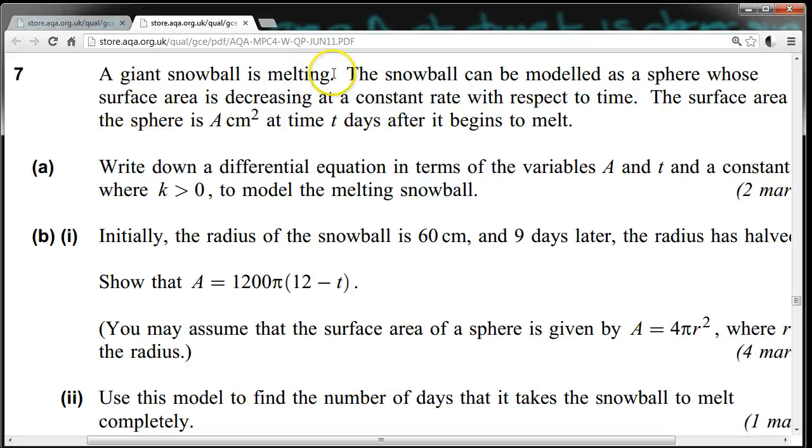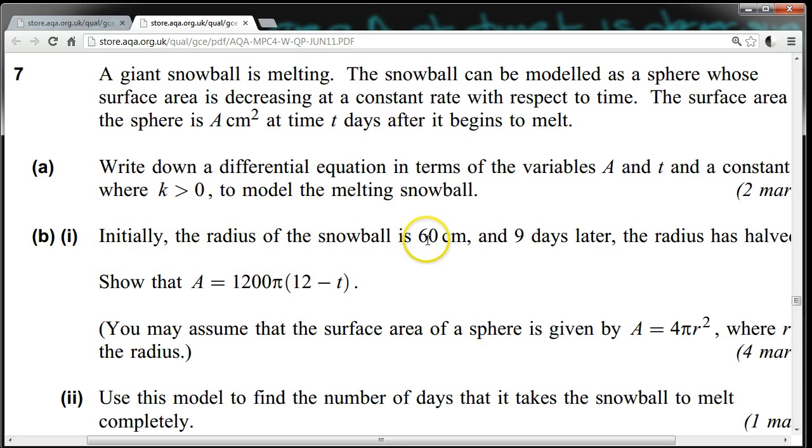A giant snowball is melting. The snowball can be modelled as a sphere whose surface area is decreasing at a constant rate with respect to time. The surface area of the sphere is A centimetres squared at time t days after it begins to melt. Write down a differential equation in terms of the variables A and t and a constant k, where k is greater than 0, to model the melting snowball.